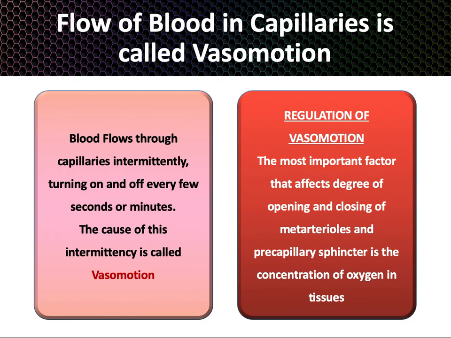Now we have to learn what controls this on and off. Why is there this on and off movement? As we know, there are precapillary sphincters. They can close and open according to the oxygen supply of the tissue. What do I mean by that? For example, if you're jogging and your calf muscles require more oxygen, then in this tissue the precapillary sphincters open more often and stay open for a longer time, so that they get more oxygen, because oxygen consumption is higher in this particular tissue. This is how, based on the oxygen supply, vasomotion is regulated.